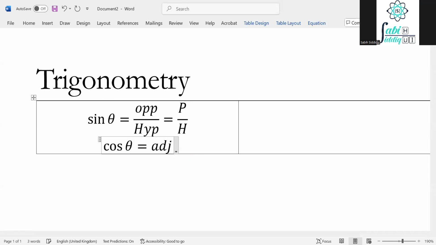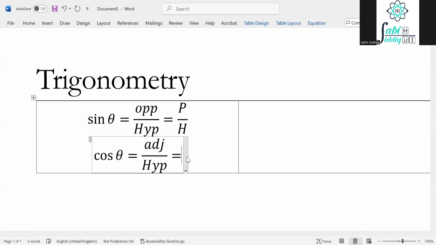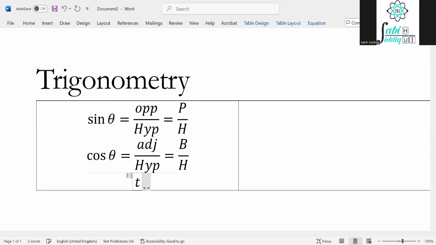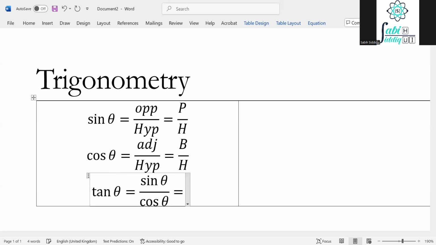That is adjacent upon hypotenuse, which is basically base upon hypotenuse, and tan theta is basically sine theta upon cos theta. Keep writing along with me. Which is perpendicular upon base, or opposite upon adjacent. Is this clear? Right?